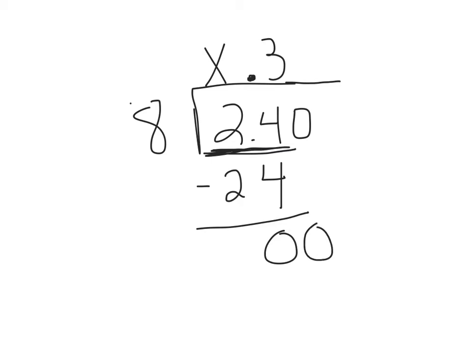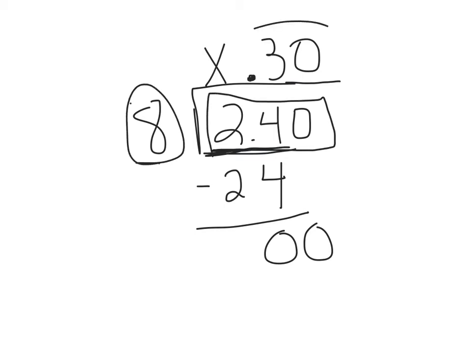How many groups of 8 can I make out of 0? Alright, I got 0 items there. So my final answer, if I had $2.40 and I'm splitting it among 8 people, each person would get 30 cents. Sometimes we have decimals in a different location.